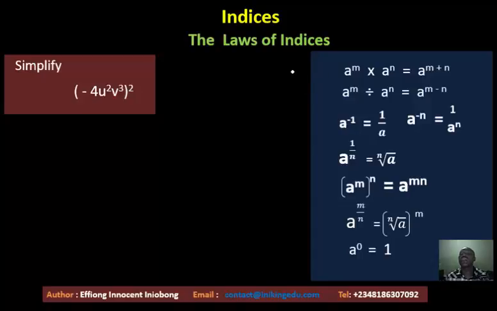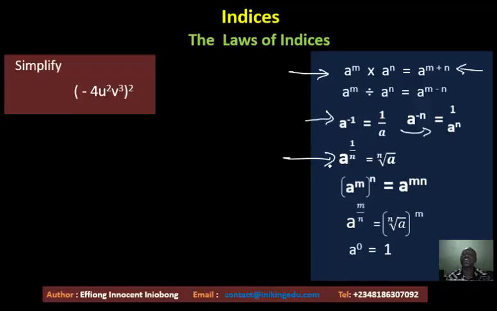The first rule: a raised to the power m times a raised to the power n simply says that we should add up the two indices. When you are dividing, a raised to the power m divided by a raised to the power n simply says subtract the index of the divisor from m. So we have m minus n. And this other one handles the negative index rule.